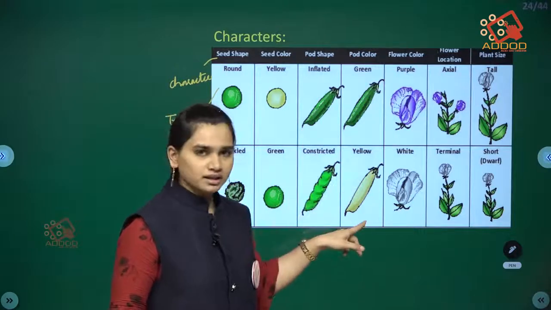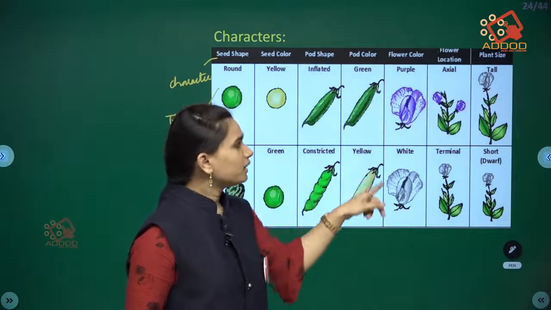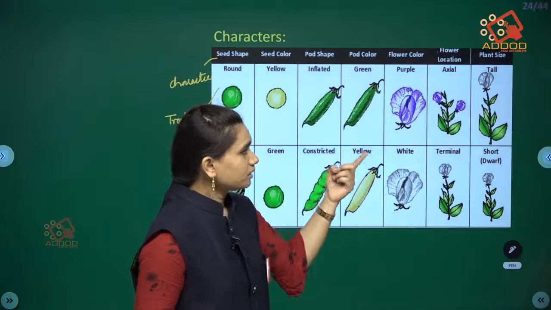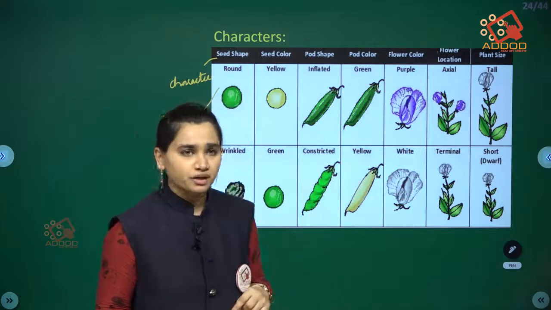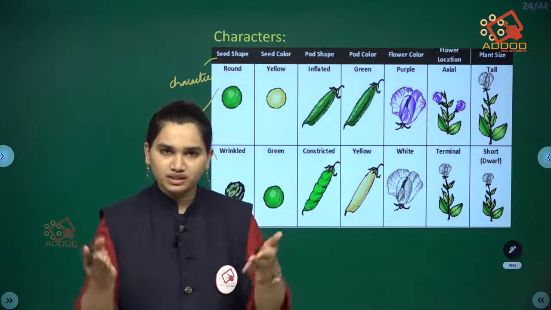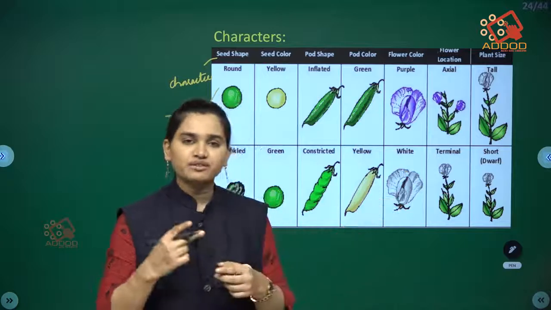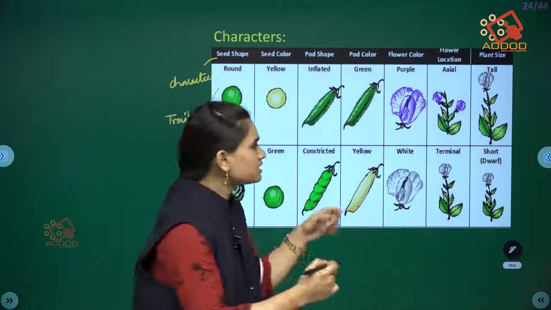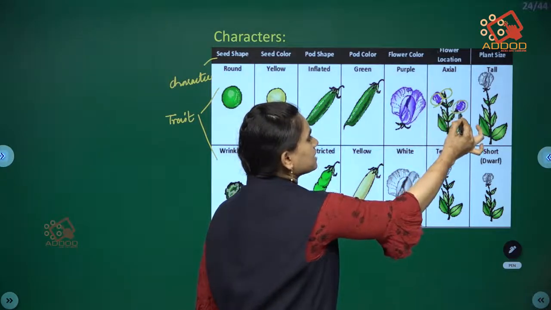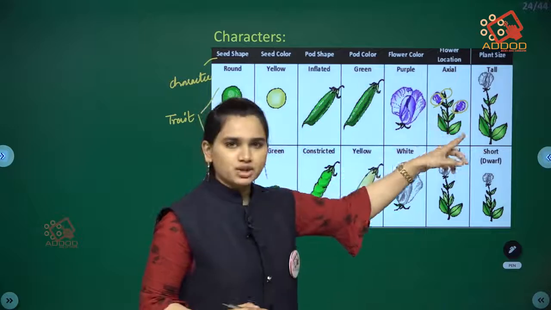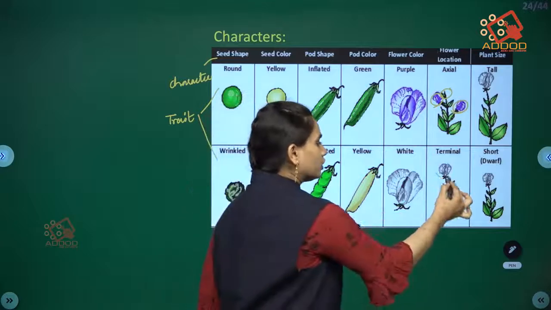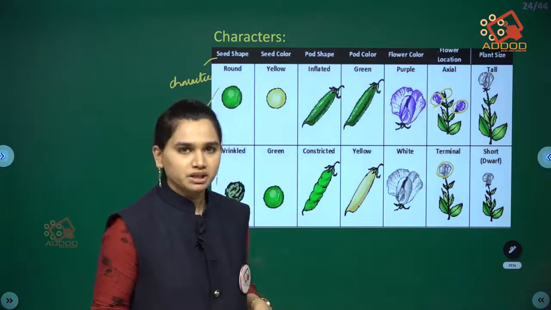Pod color, green, yellow. Flower color, purple, white. Location of the flower, axial, terminal. Plant size, tall or dwarf. Now, flower location, axial means it is present on the sides of the plant, and terminal means the flower is at the top of the plant. As you can see here, this is the terminal position, these are the axial position. So if the flower is on the sides of the plant, then it is known as axial position, and if it is at the top part, then it is known as the terminal position.